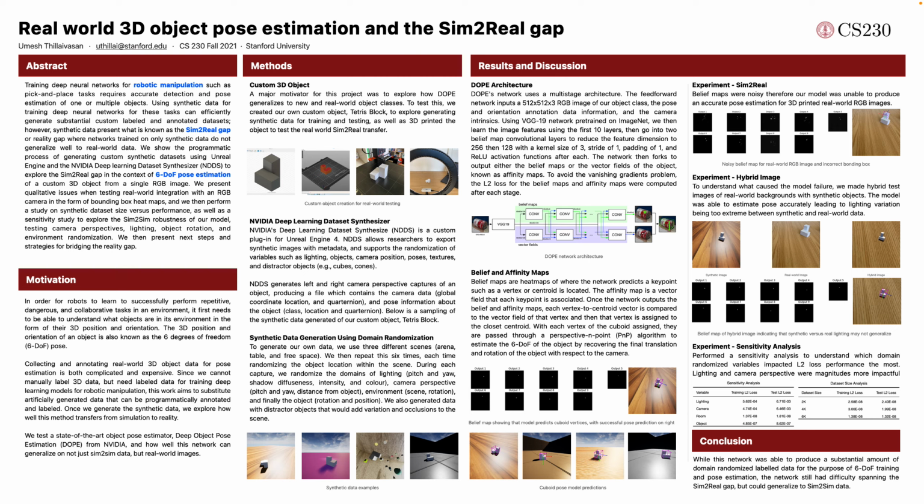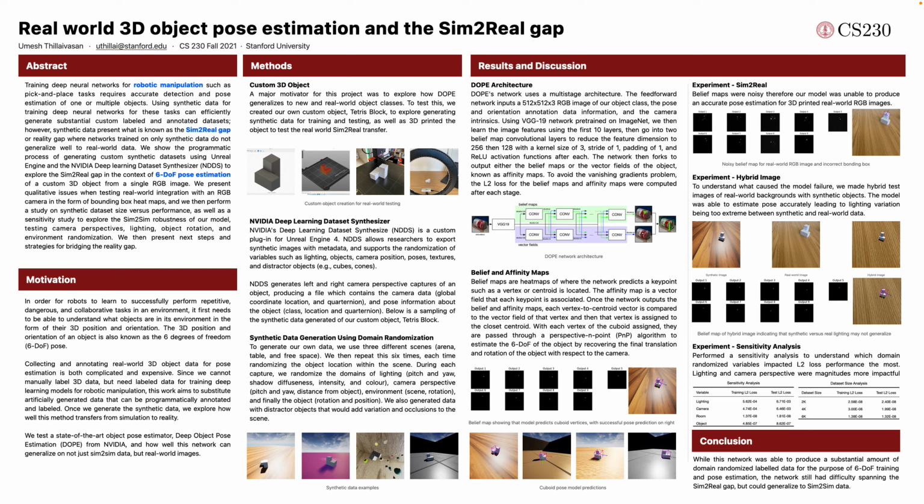The first was a sim-to-real transfer, and unfortunately, the belief maps for my real-world image were too noisy, so the model could not accurately assign vertices to centroids. To understand why, I created hybrid data by cropping out the synthetic object and merging it with my real-world backgrounds, and the model was able to estimate this more correctly. So this led me to believe that lighting was not generalizing well from sim to real.